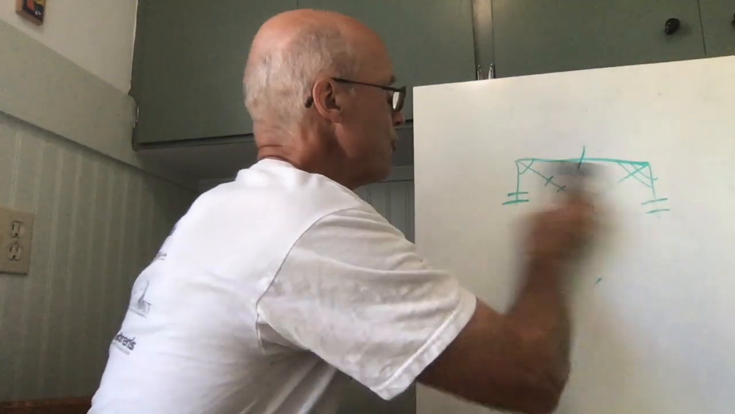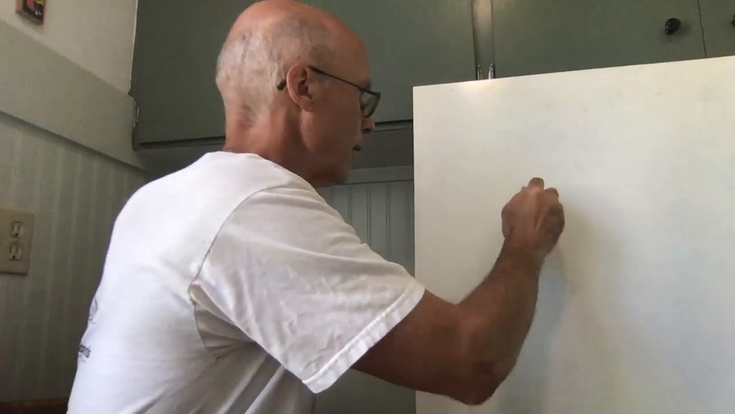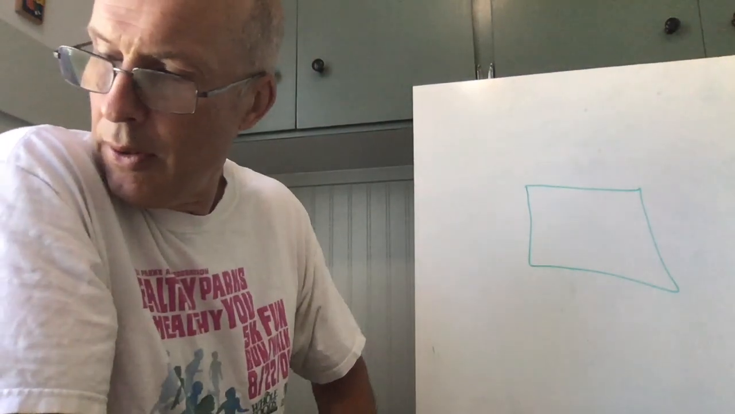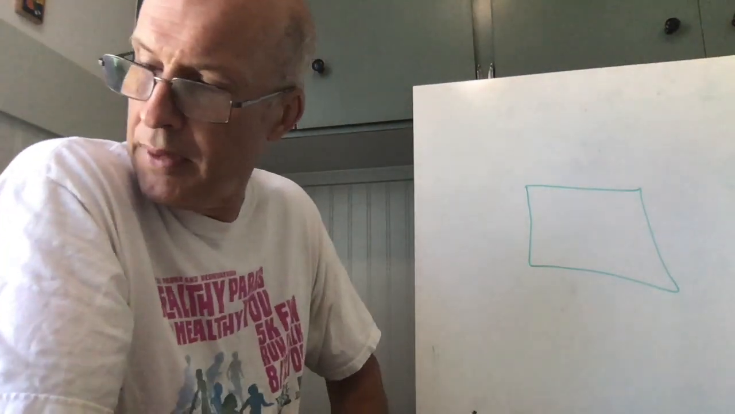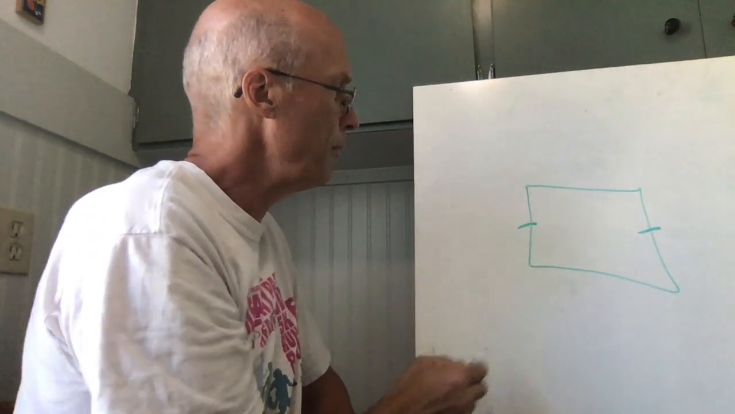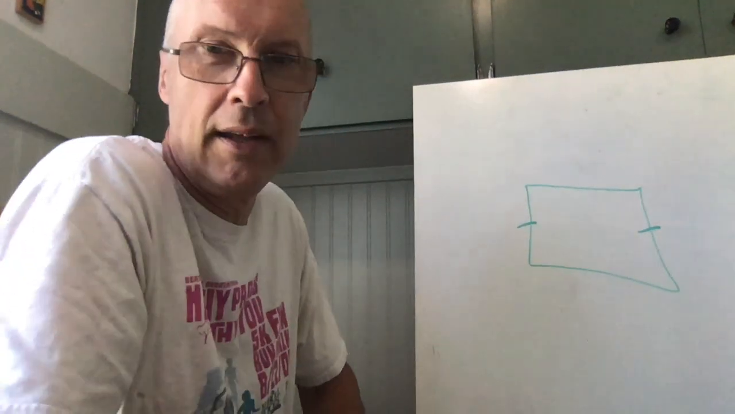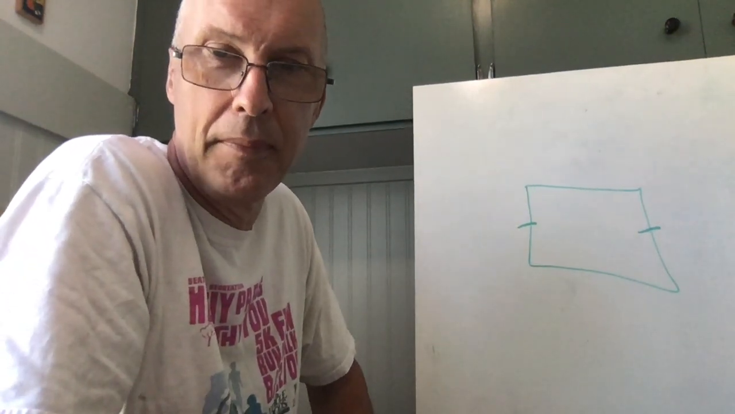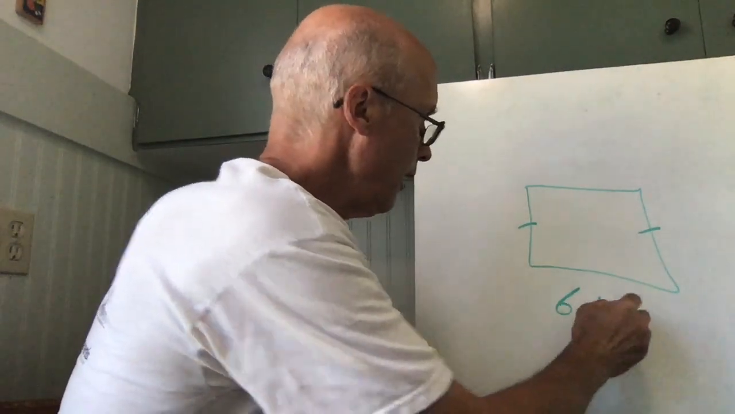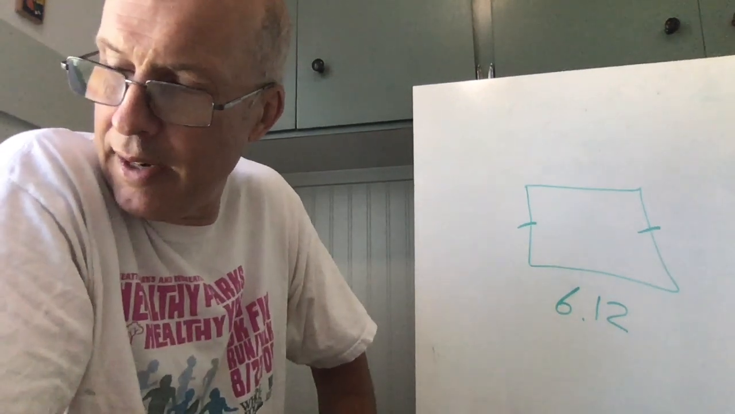And let me try to just draw this. This is not a super difficult one. So theorem 6.12 says if you know one pair of opposite sides are equal and you know that they're parallel, then you know the whole thing is a parallelogram. Okay? So that's 6.12, and I think that's all we have. Okay, 6.9, 6.10, 6.11, and 6.12.